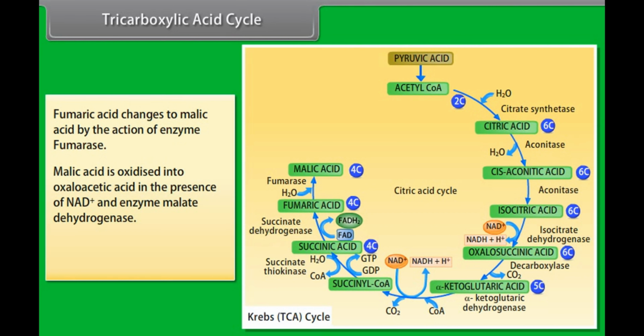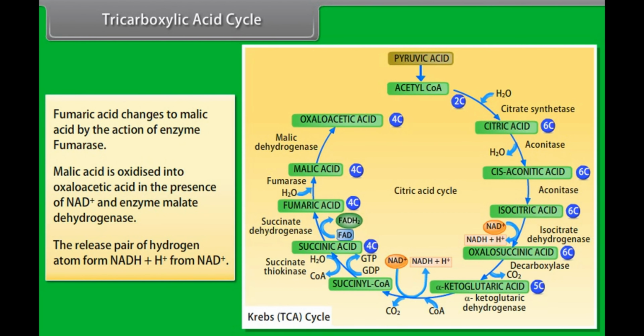Malic acid is oxidized into oxaloacetic acid in the presence of NAD+ and the enzyme malate dehydrogenase. The release of a pair of hydrogen atoms forms NADH + H+ from NAD+. Electron transport system, ETS, and oxidative phosphorylation.